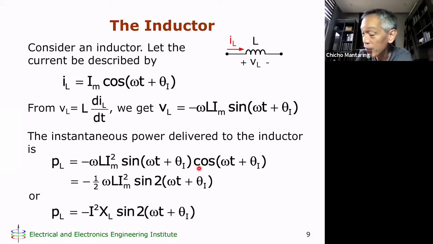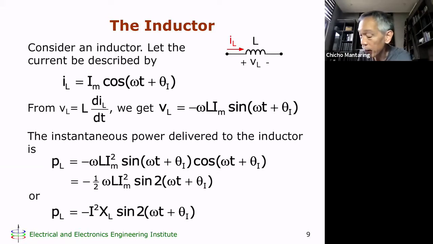Ito yung voltage ko, and then this is my current. My voltage is negative omega L I of M sine omega t plus theta I, then my current is I of M cosine omega t plus theta I. And so that's equal to this. So ano yung identity na ginamit dito? Sine theta cosine theta is equal to 1/2 sine 2 theta, or sine 2 theta is equal to 2 sine theta cosine theta. So that's just the identity that was used here.